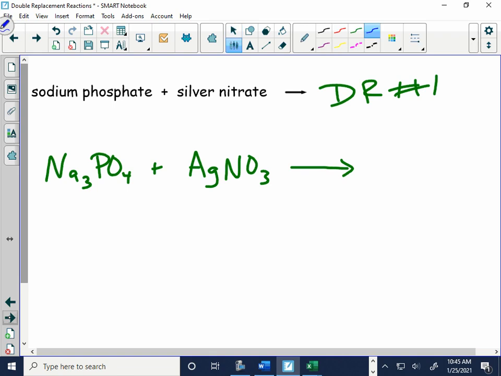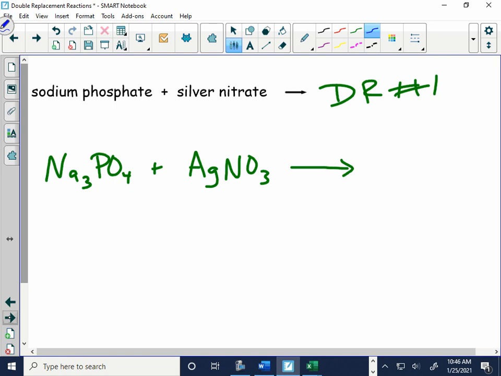So there are my reactants. Sodium phosphate. Sodium's a 1 plus, phosphate's a 3 minus. That's why I need 3 sodiums. Hopefully this writing formula stuff is becoming a lot easier for you than it was at the start.